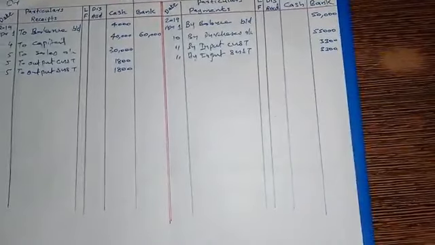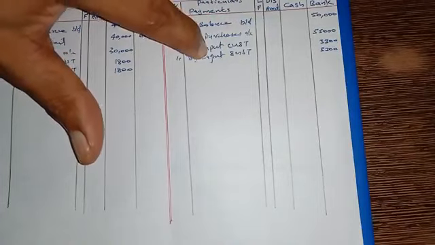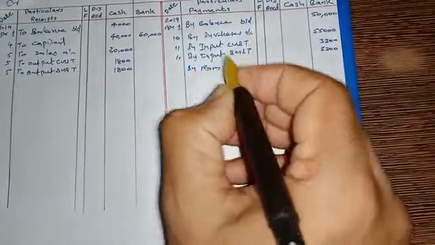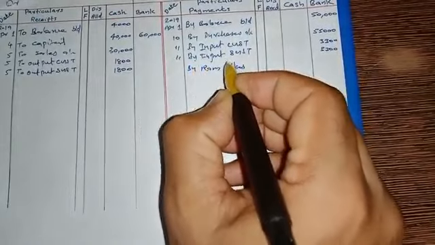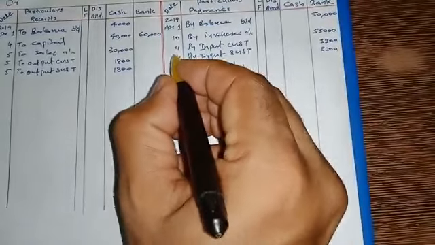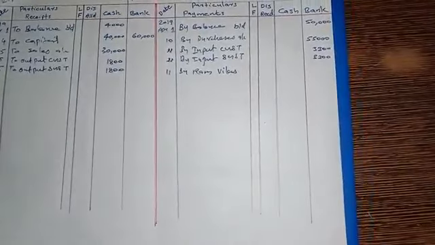Then 11, paid to Ram Vilas, our creditor, 25,000, discount allowed by him rupees 1000. So it is a payment. Payment will come in this side. The amount, the name of the person, Ram Vilas. So by Ram Vilas. Date is 11. This is a ditto mark, not 11. It is a 10 only. Okay. Now 11, by Ram Vilas.